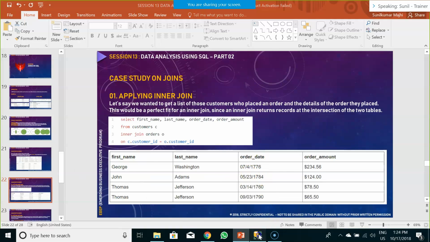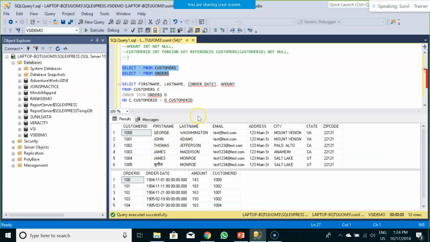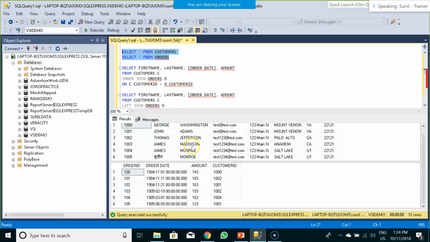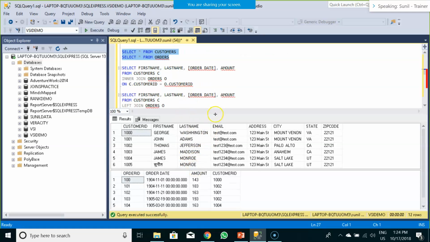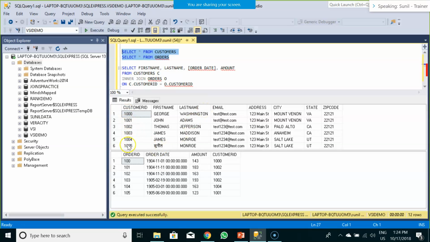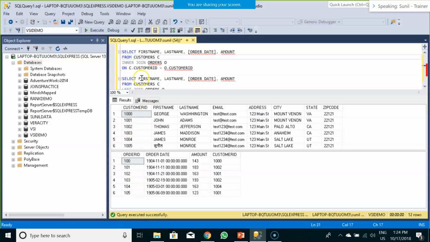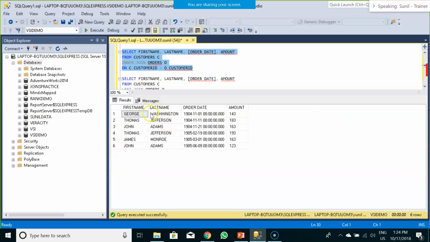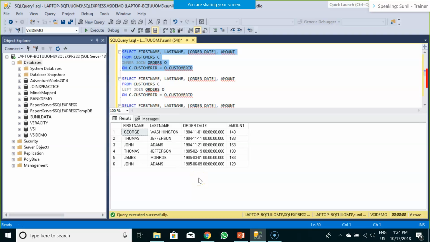Now, if you see this particular example, there are 6 records. So there are essentially 6 customers and there are essentially 6 orders. Now I want to apply an inner join on these two tables. So can anyone tell me or explain to me what this particular result did?